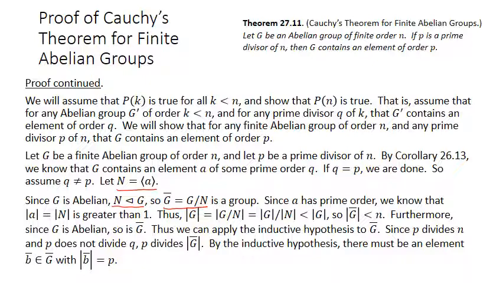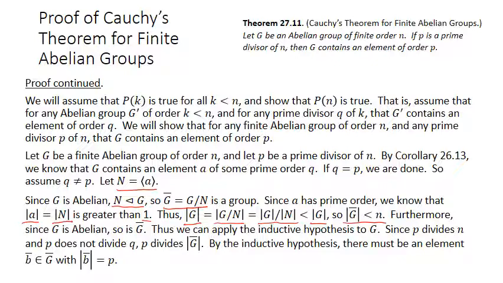Then since A has prime order, we also know that the order of A, which is equal to the order of N, is going to be greater than 1. That's because all primes are greater than 1. So that means that the order of G bar, which is the order of G mod N, which is the same as the order of G divided by the order of N, must be less than the order of G, because the order of N is greater than 1. Okay? So that means that the order of G bar is going to be less than n.